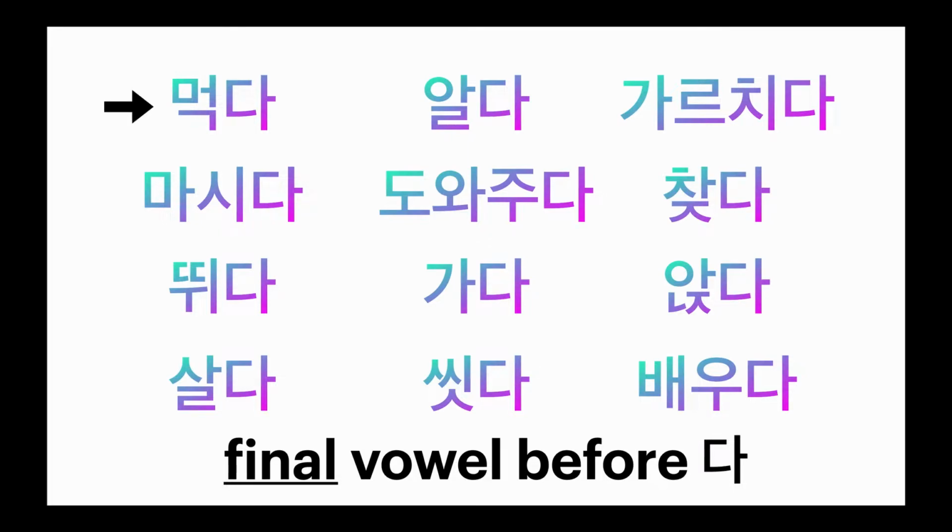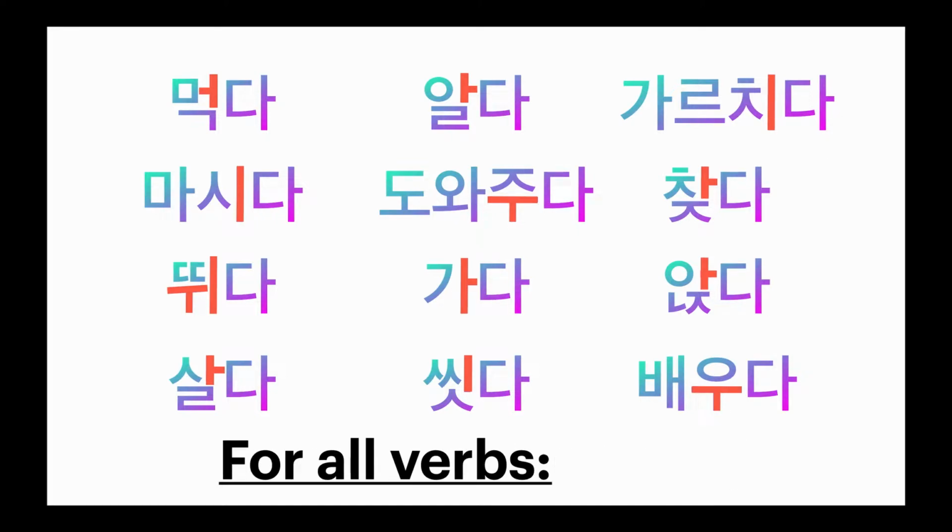So in 먹다, that would be 어. In 마시다, there are two vowels, but we only care about the last one right before 다, which would be 이. In 뛰다, that would be 위. 살다, 아. And as for the rest of them, go ahead and try to find the final vowel before I do. 아, 우, 아, 이, 아, and 우.